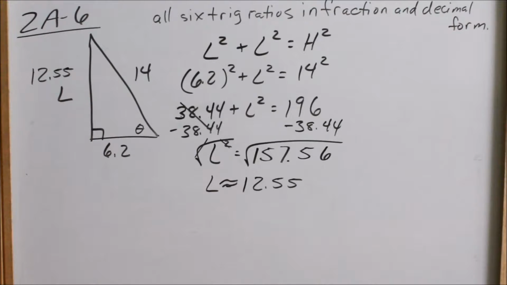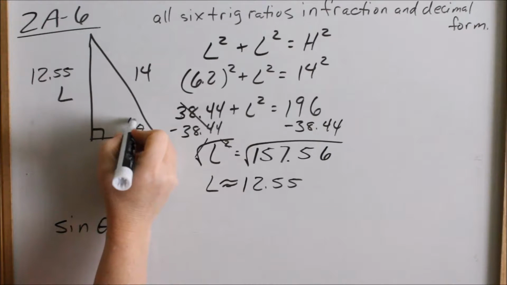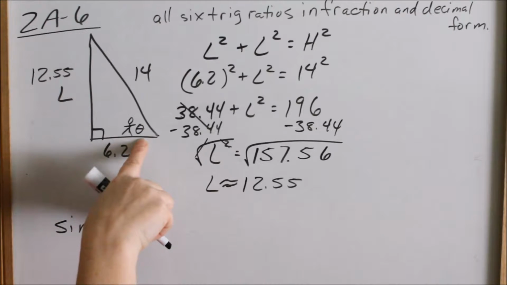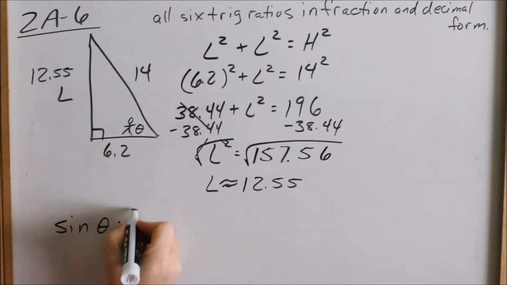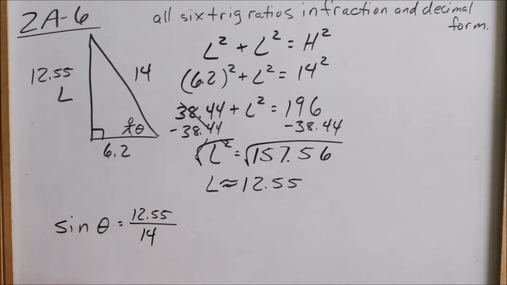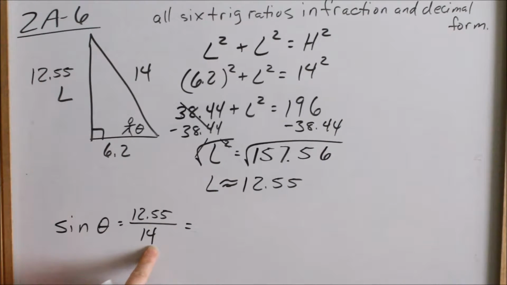Now that we know that leg, we can do all 6 trig ratios. So first let's do sine, and we're doing sine of theta, which means I'm the little man standing right there. Sine theta is opposite over hypotenuse. So if I'm standing here, the side opposite of me is 12.55. So 12.55 over hypotenuse, which is 14. When they say to put the answer in fraction and in decimal form, this is fraction form. Yes, I have a decimal within the fraction. At this point, they're just going to leave it like that.